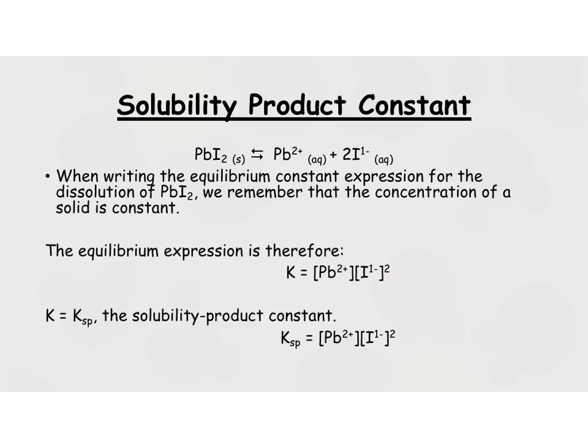Here's another example, the lead(II) iodide solid. I wanted to put this example out there because it shows that stoichiometry is still important. PbI2 breaks into Pb2 plus and I minus. There are 2 I minuses, though, so that has to be factored into the expression. As you see down here, we're going to have that 2 as an exponent because of that stoichiometry.